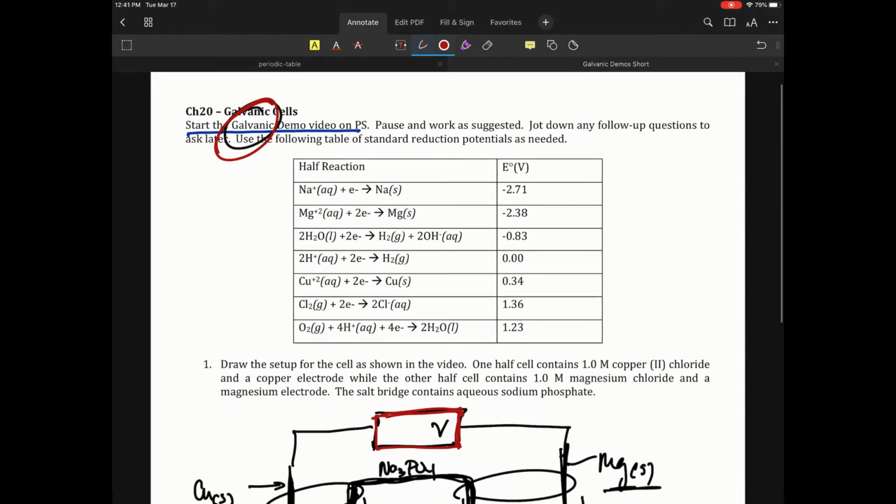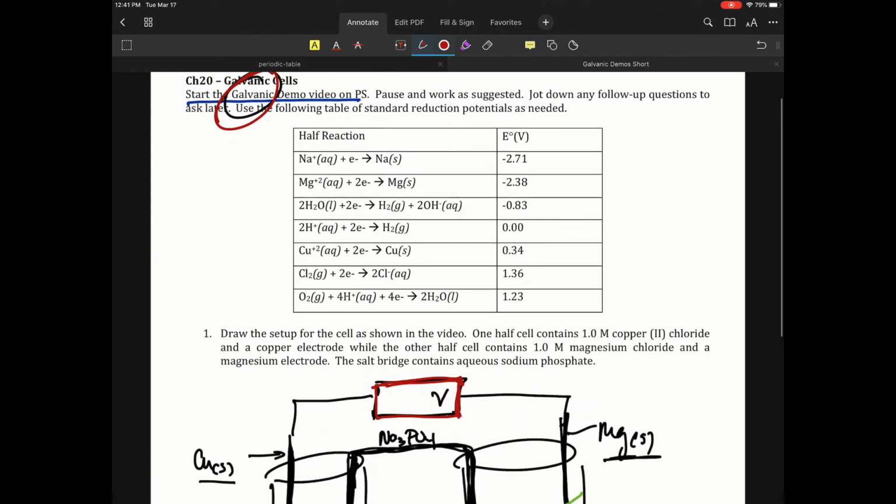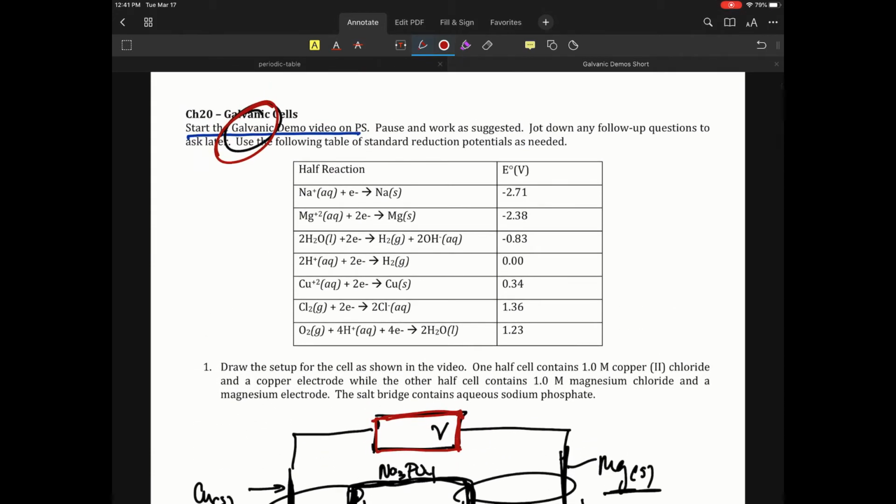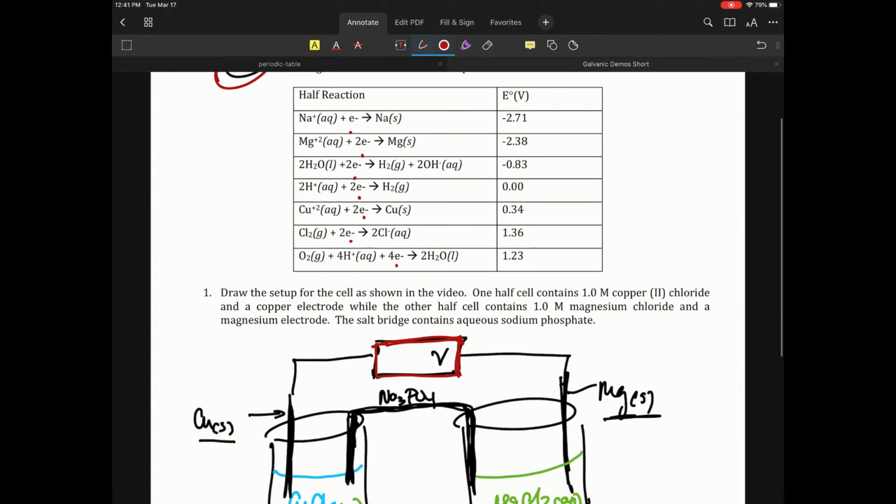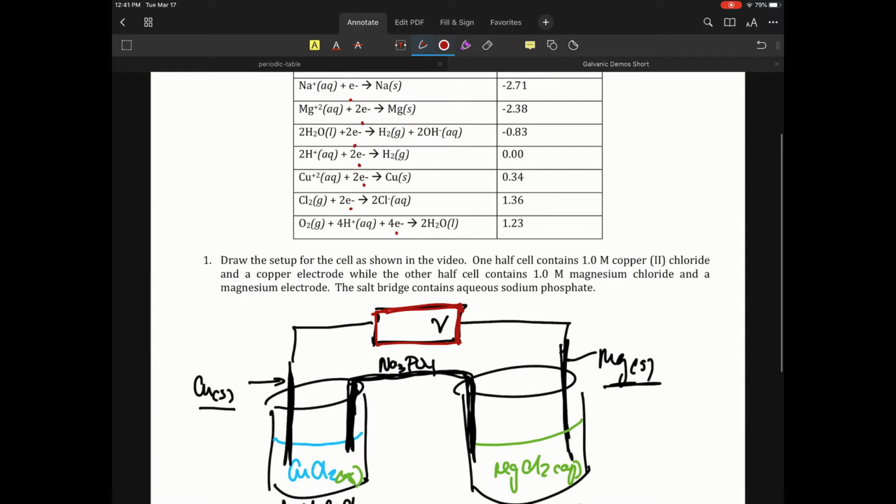Next, we're going to look at my table of half reactions. Again, these are all reduction potentials, meaning that the electron is always on the reactant side. So we're going to take a look at this and see which one is our plausible reduction. For me, it's always easiest to start with my plausible reduction, which means evaluating which species I have.